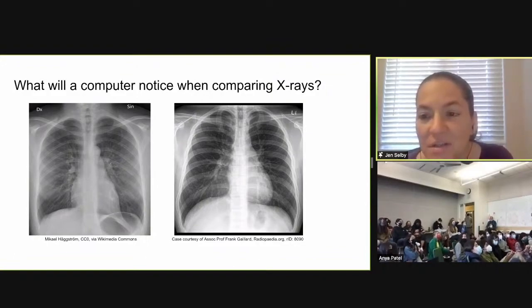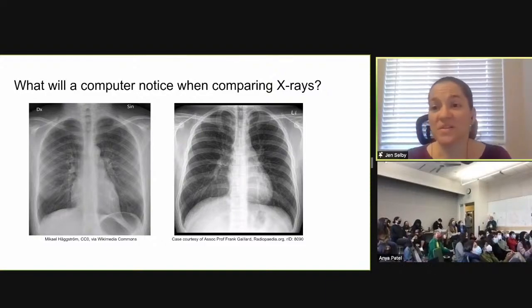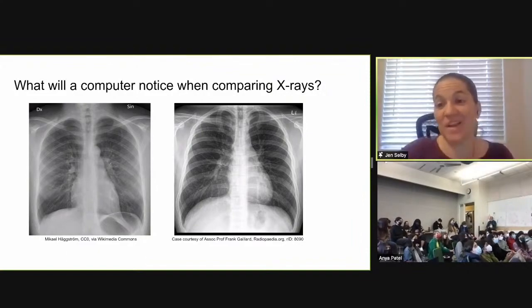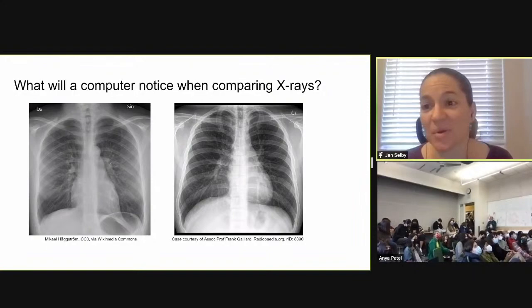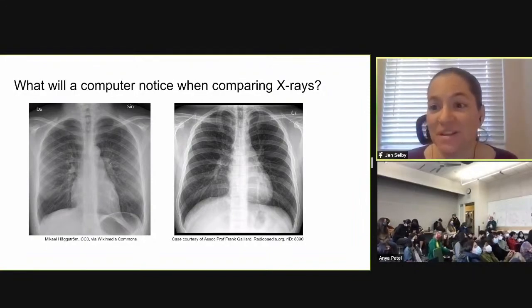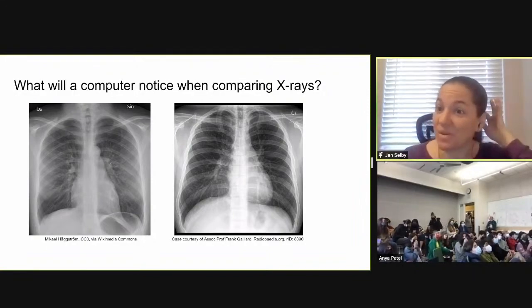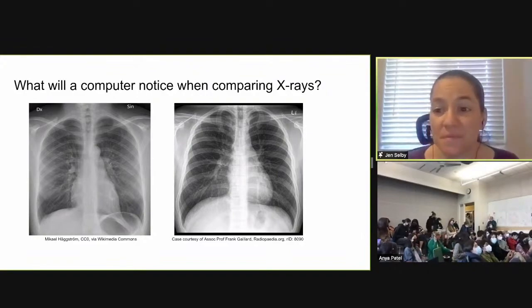Shara and then Laura. The image on the left is smaller than the one on the right. Yeah, so Shara said the image on the left is smaller than the one on the right. Right. And that might be a question: is this a smaller person, or at that facility, do they take the X-rays from slightly further away? But either way, something the computer might notice for sure.